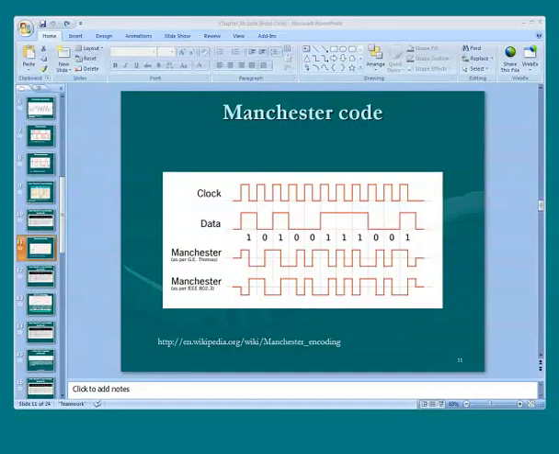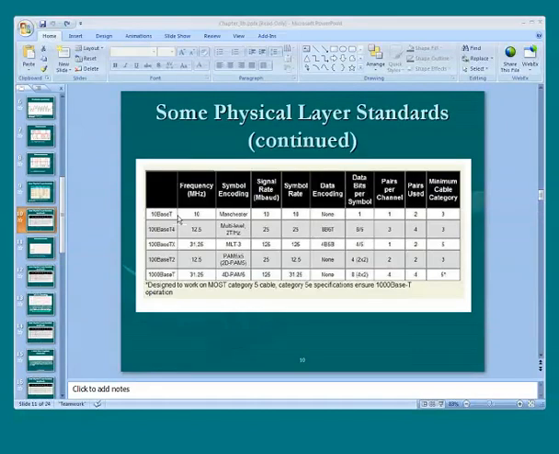All right, continuing with the 10BASE-T standard. Again, it requires a minimum Cat3 cable. A Cat3 cable or Cat5 cable has 4 pairs of wires. However, in regards to the 10BASE-T standard, 2 pairs are used.